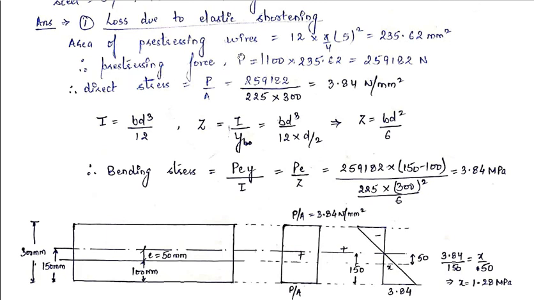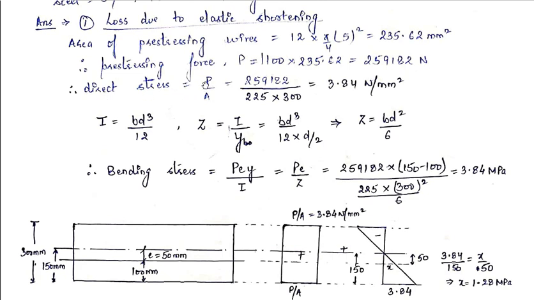Therefore the pre-stressing force P will be what, 1100 into 235.62. See, 1100 is the pre-stress, and if I multiply stress with the area, I will get force. So the value of force will be stress into area. So 1100 into 235.62 will give you 259,182 newtons.